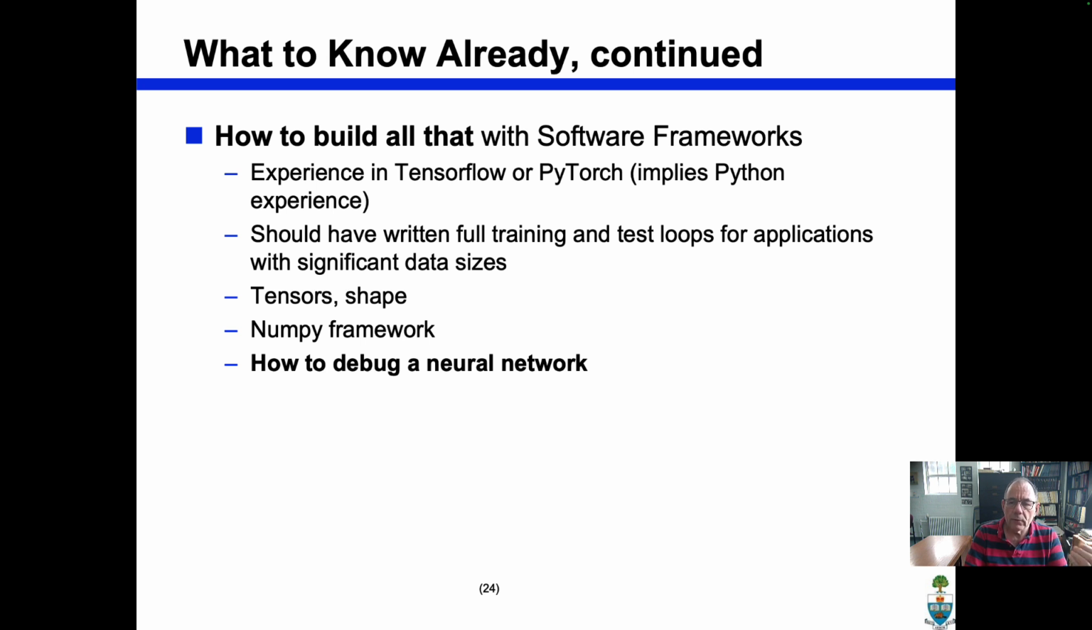You should have written full training and test loops for applications that have significant data sizes in them, which means you know what tensors are, what the shape is. You've fought through the nastiness of weird shape things not plugging in, and you have to really step back and make sure you get the math of that, meaning and know how to use the NumPy software framework.